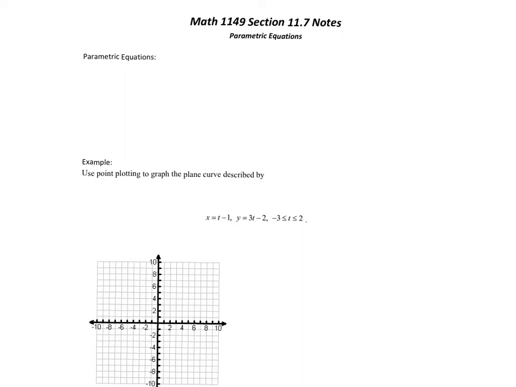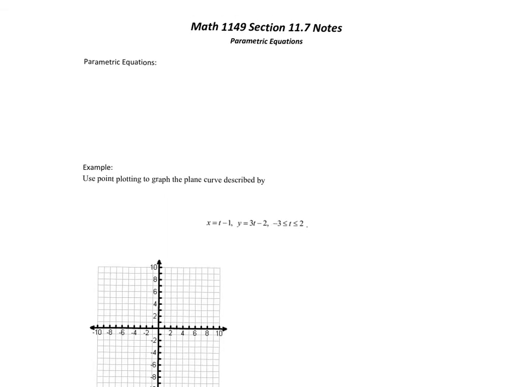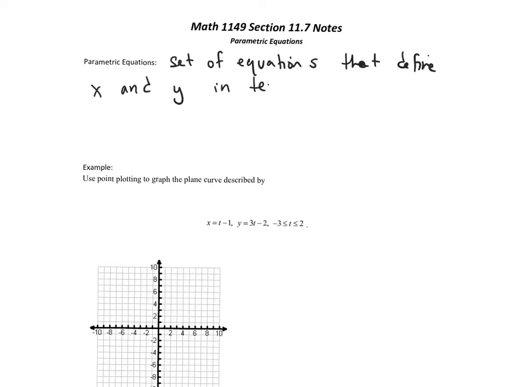Okay, for our last section of the course, we're going to look at what are called parametric equations. So parametric equations are a set of equations. So it's two equations, I guess it could be more, that specifically define x and y in terms of a third variable, which we call the parameter.